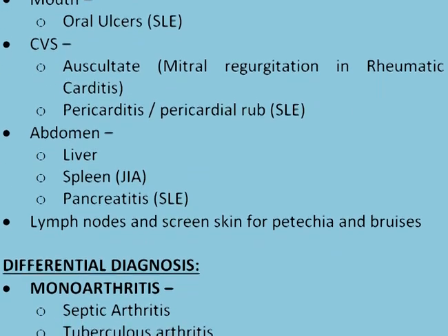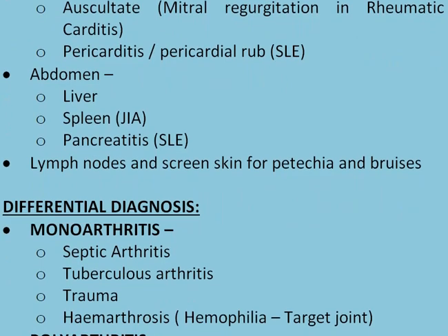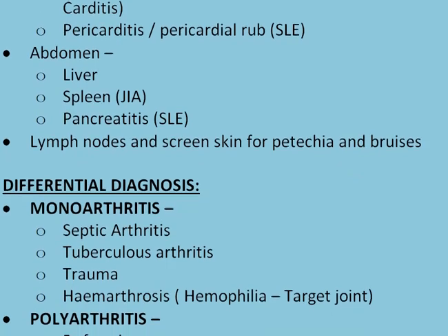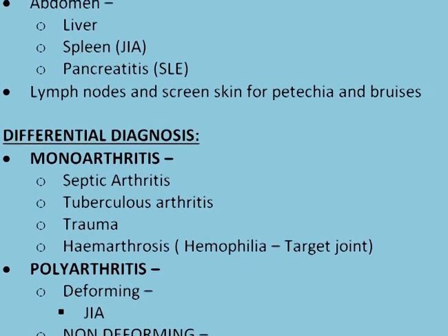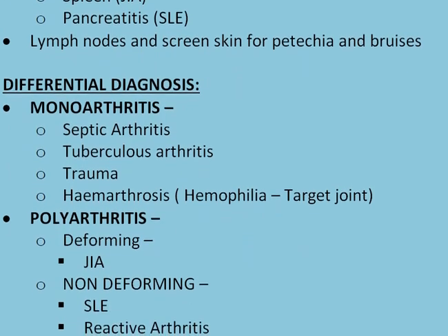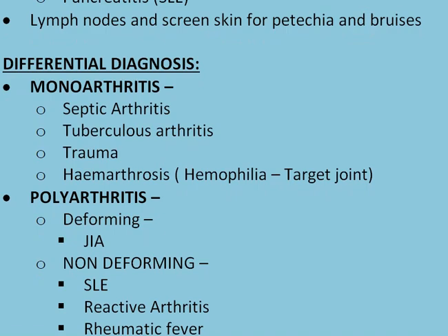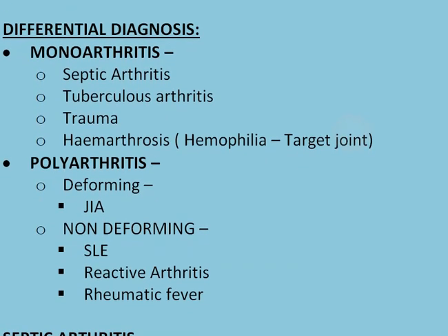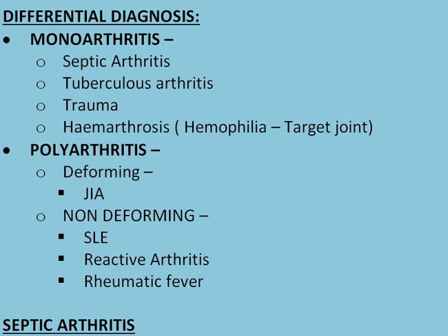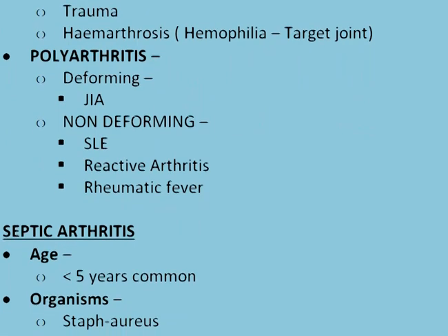So the differential diagnosis, if there is a monoarthritis, you can consider septic arthritis, tuberculous arthritis, trauma, hemarthrosis, hemophilia such as target joint. If there is a polyarthritis, you have to see whether it is deforming. If it is deforming, then JIA should be in the differentials. If it is non-deforming, then consider SLE, reactive arthritis, rheumatic fever in differentials.